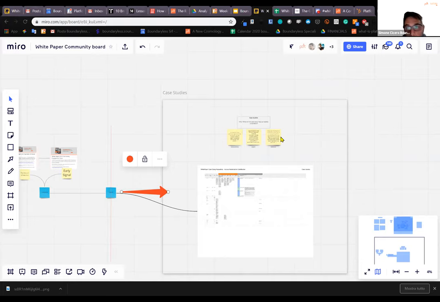So this is where we are at the moment. We are compiling a set of case studies, but maybe in the next weeks we're going to move into collectively writing part of the white paper or illustrations or whatever. We believe we can leverage your contribution in a sensible and meaningful way.